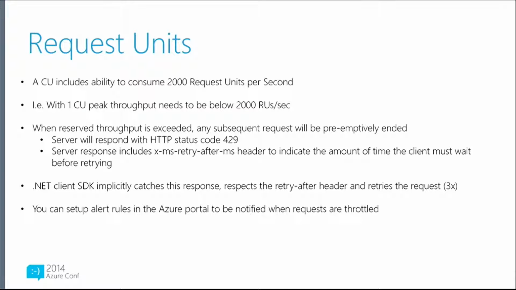The client libraries that are provided, they catch that, right? So they'll catch that. They'll look at a thing called the retry after header, and that basically specifies a number of milliseconds that you need to wait before you go hitting the server again. And the .NET Client SDK catches all of these for you, and it will do these automated back off and retries. You probably also want to make sure you set up some alerts in the Azure portal so that you're notified if you do get throttled.